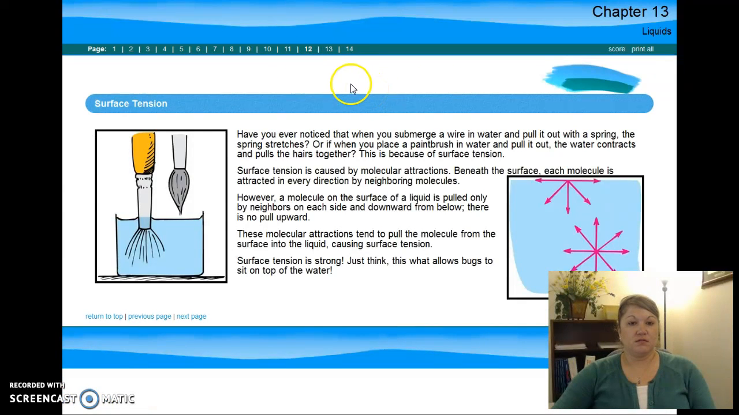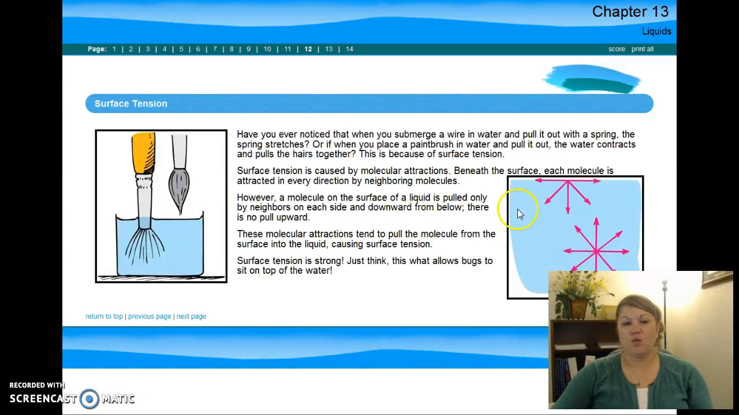Surface tension. So here's a picture of what I mean by surface tension. You put a paintbrush in water, it spreads out. You pick it up out of the water and then it closes back up. What makes it close back up? Well, that's the molecular attraction between the water molecules sucking that back in there.